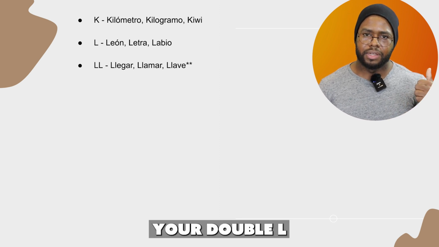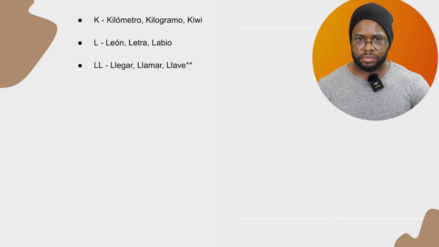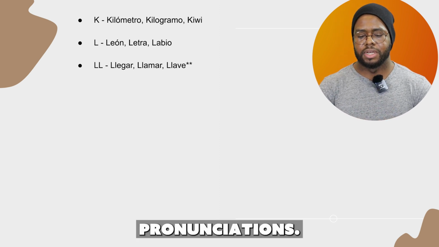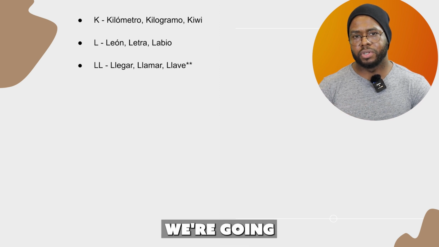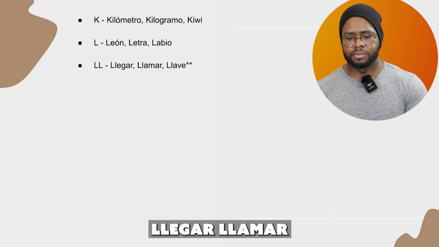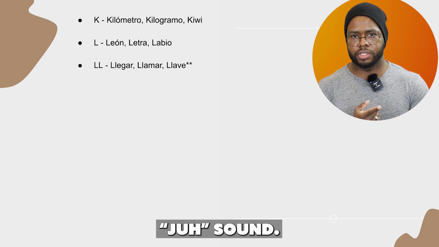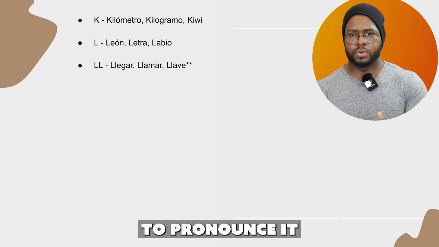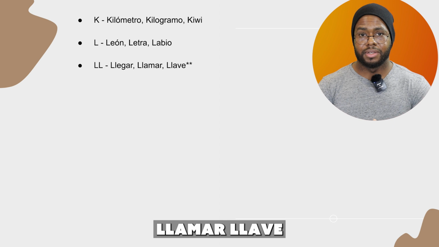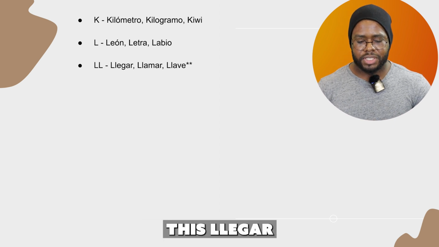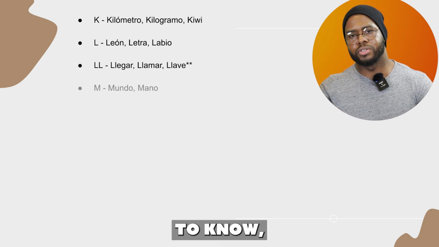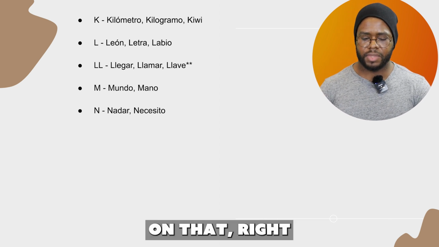But then we have your double L, or LL. This one depends on the country. You're going to have different pronunciations. I'll give you the three and I'll tell you which two we're going to focus on. So we have llegar, llamar, llave. That is the J sound. But if I wanted to pronounce it like a Y, it will be llegar, llamar, llave. And if you're from Argentina, you'll pronounce this llegar like a SH, llamar, and llave. It's good to know, but we're not going to be focusing on that, right?